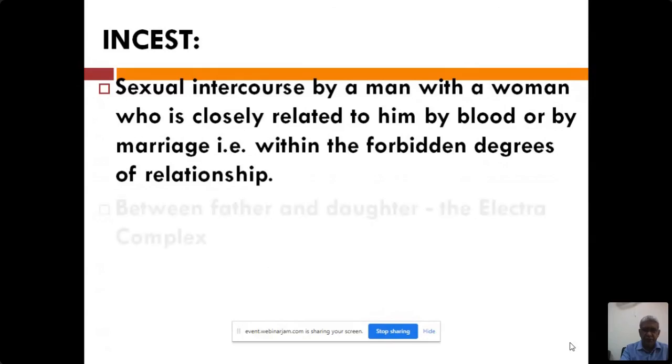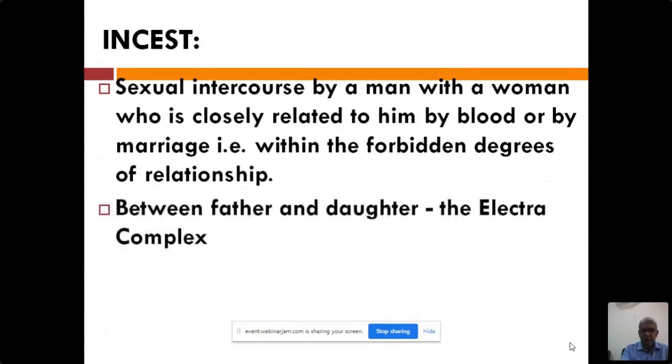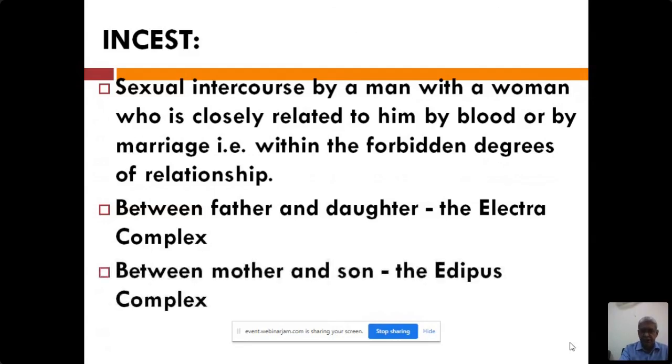There are different forms. If the sexual relationship lies between the father and daughter, this condition is said to be Electra complex. If the relationship is between mother and son, it is said to be Oedipus complex. If between the brother and sister, this is said to be pharaonic incest. So incest is the illegal sexual interrelationship among the prohibited relations like the father and daughter, mother and son, sister and brother.